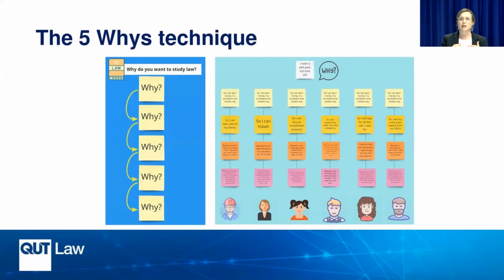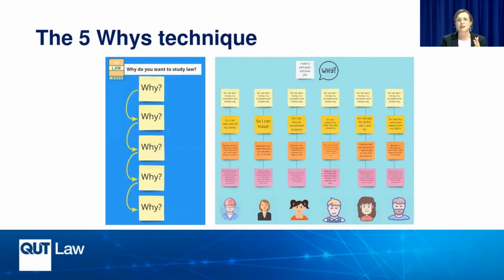At the outset, all of these people might have the same type of answer. I want a well-paid full-time job. I want to be able to earn money in some kind of consistent and stable way. But as we start asking why, we get into those deeper levels and we discover that actually people's motivations are incredibly different. And these are the insights that are going to help us as we move forward in the process.